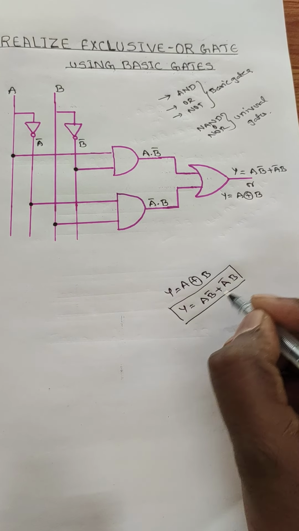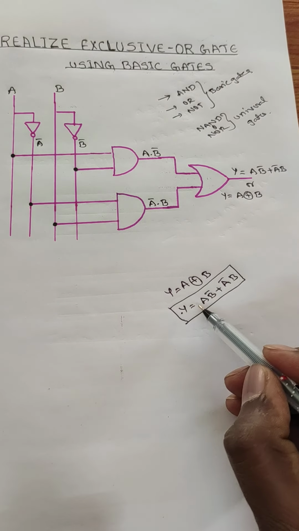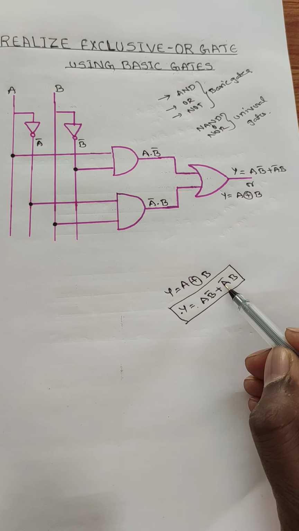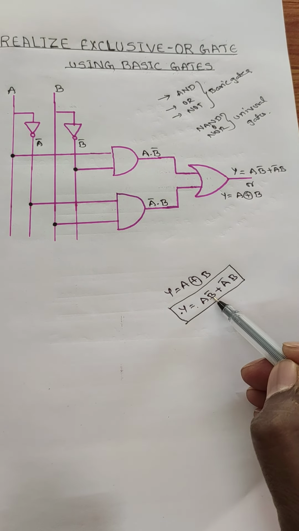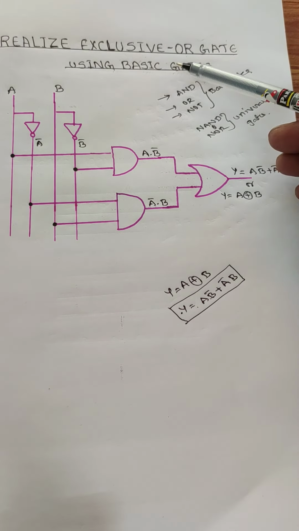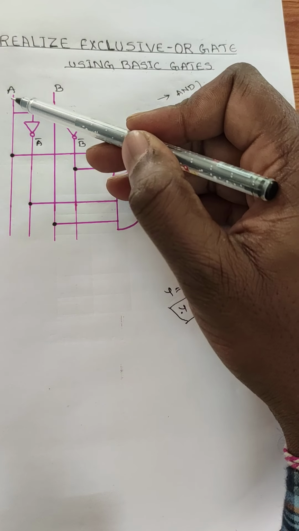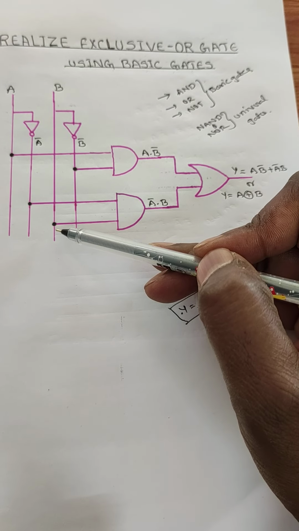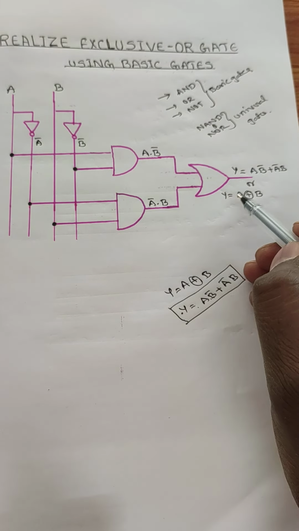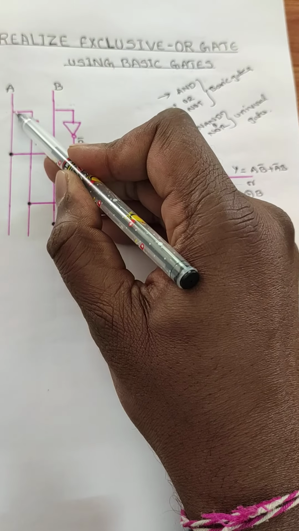To this expression we have to draw a circuit diagram. Y equal to A B bar plus A bar B. If you draw the circuit diagram for this expression, it is nothing but drawing the exclusive OR gate using basic gates. To draw that, we take two inputs, A and B. As we need complement operations, the inverse of A, for this we use a NOT gate.